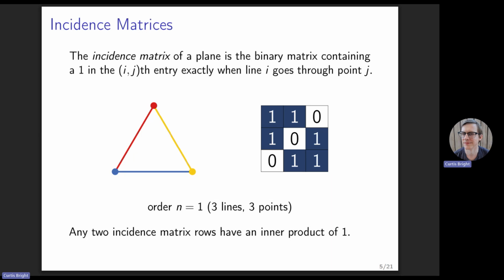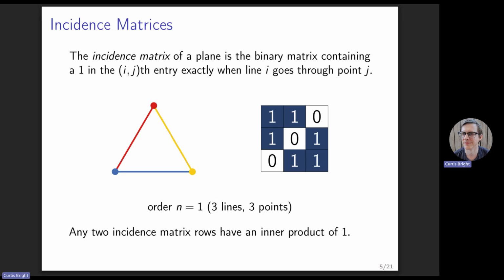Right, so you have to fix an ordering of the points, fix an ordering of the lines, and then you're going to have a square matrix where the ijth entry has a 1 when line i goes through point j. So it's a pretty easy construction to go from the triangle to the 3x3 matrix there. Now the very bottom, the last sentence, right? This is the axiom that we have to satisfy. Any 2 rows of this matrix have to have an inner product of exactly 1.